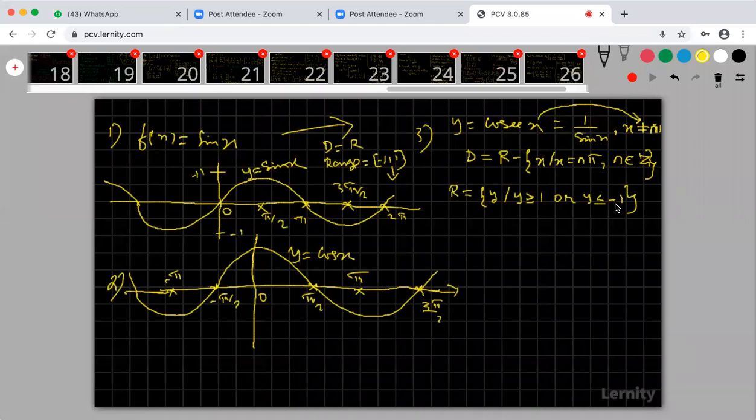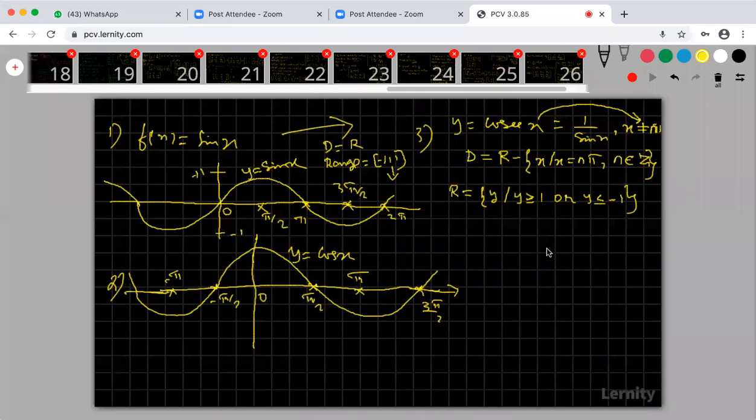If your sin x is -1, because sin x value is -1 to +1 only, so your sin x may be +1 or -1. If sin x is +1, cosecant x is 1. If sin x is -1, cosecant x is -1. Therefore, both -1 and +1 are included. So this is the range of the function cosecant x. This is the domain of the function cosecant x.